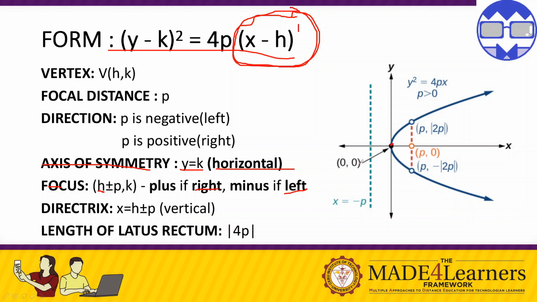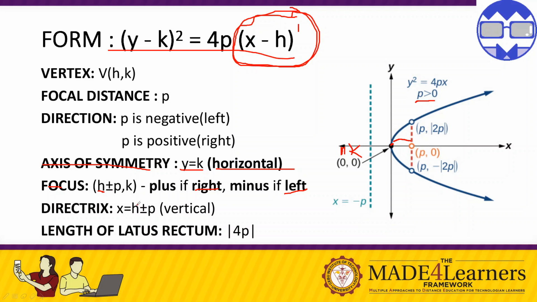Our h, k is 0, 0. Okay, h is 0, here is h. K is also 0. So since it's opening to the right, and our p here is assumed to be positive, p is greater than 0, we add p, plus. If it's opening to the left, minus p.